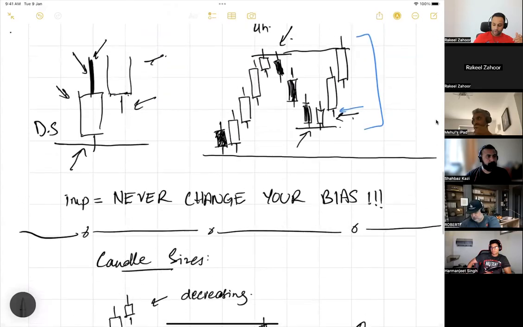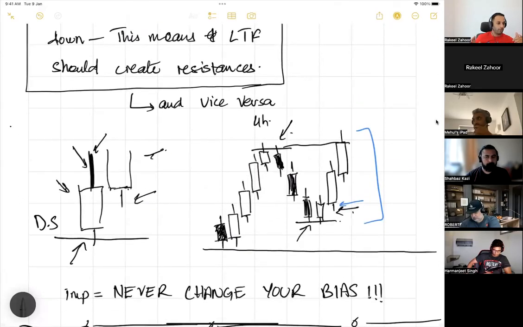Right. So the main thing I want to be clear about here is wick fills. We're good with wick fills. High time frame wick fill is lower time frame market structure.